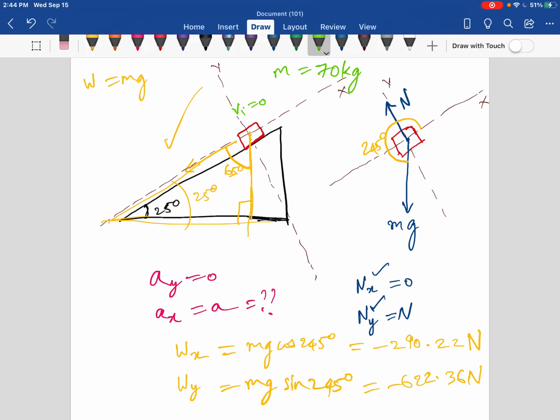Now what I'm going to do is draw out the components over here, right? This and this. The x component is 290.22 newtons. Sorry, this is the y component, right?